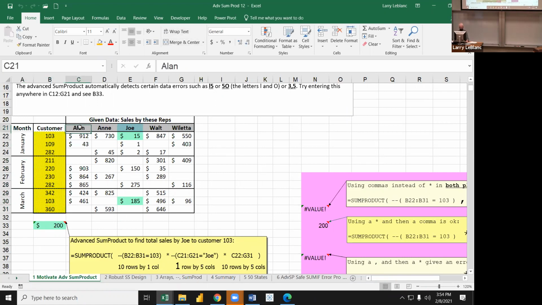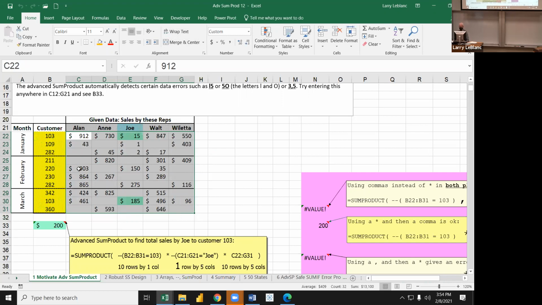The sales reps: Allen sold 912 to customer 103 in January. Allen sold 43 million to customer 109 in February. No, in January. Let's look at this one where I'm hovering. Willetta sold 96 million in March to customer 103. It's clear that these are labels, Allen and Joe, Walt, and Willetta. A rectangular range of data with labels at the top and at the left.